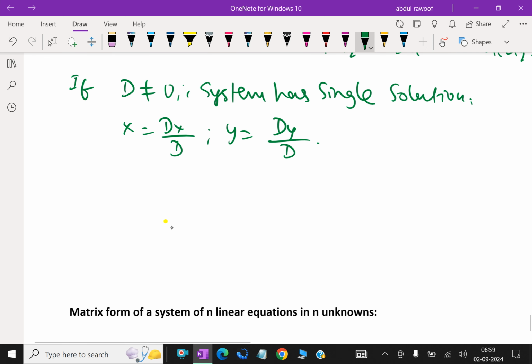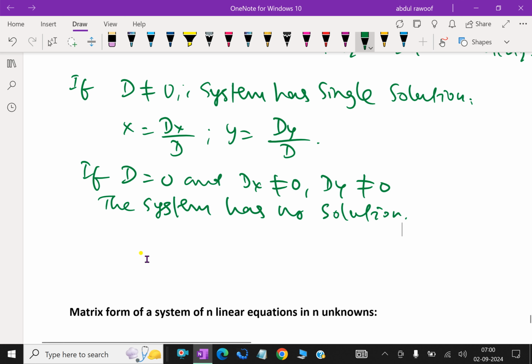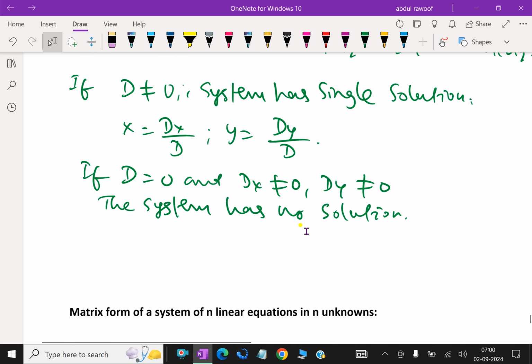If d equals 0, what happens? If d equals 0 and dx is not equal to 0 and dy is not equal to 0, if this condition is satisfied, then you can say the system has no solution. That means if the determinant d is equal to 0 and dx is not equal to 0 and dy is not equal to 0, then the system has no solutions.